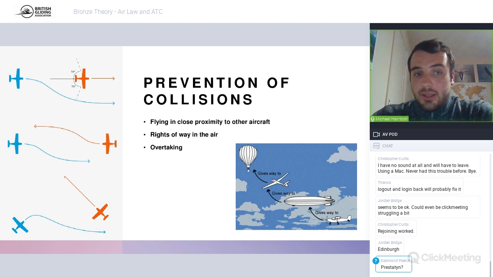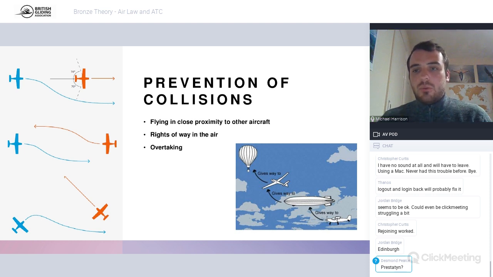On to the rights of way in the air. So rights of way kind of fall into a couple of different categories. First of all, we have to look at our rights of way when we're actually about to have a collision. That's what the 2 diagrams on the bottom left show us. I would hopefully most people already know these, but essentially 2 aircraft coming head on should both turn right. If you turn left, you will probably hit the other guy turning right.